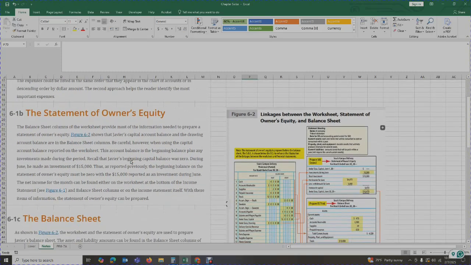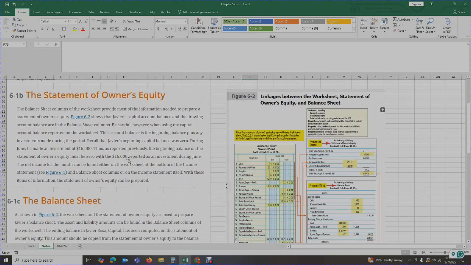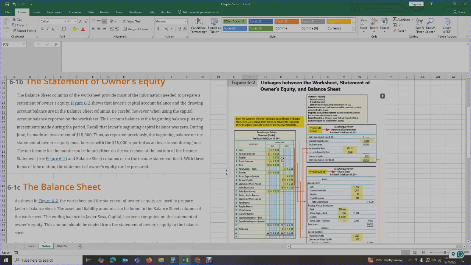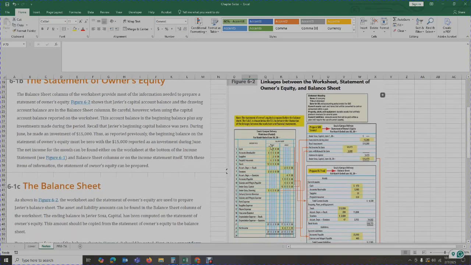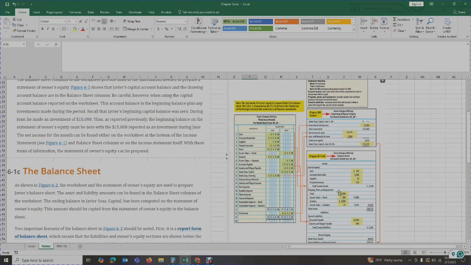Okay. Now the statement of owner's equity, that is also prepared with the use of the worksheet, and as you can see here, these are the balance sheet columns of the worksheet. The information for both the statement of owner's equity and the balance sheet is coming from the worksheet, the balance sheet columns. Okay, so you're basically just feeding in the data from the worksheet over to the financial statements.